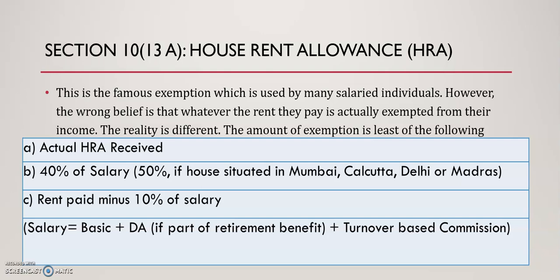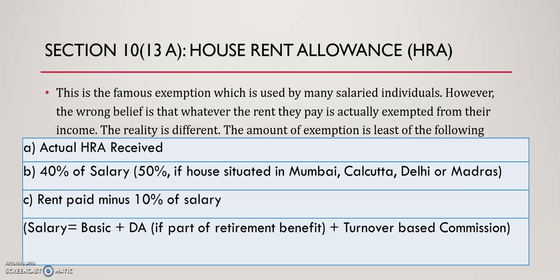Number two is 40% of salary in case the person is staying in a non-metro city, and 50% if the house is situated, or if the employee is staying, in Mumbai, Calcutta, Delhi or Madras, that is Chennai. And the third criteria is the rent paid, whatever rent you're paying, minus 10% of salary.